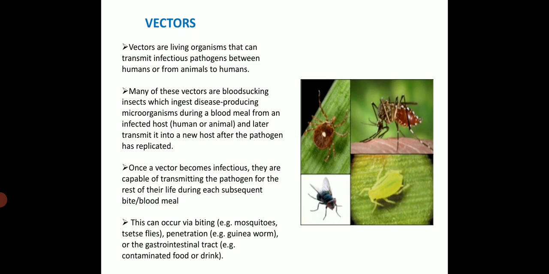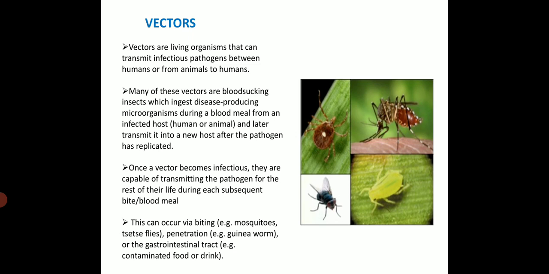Many of these vectors are blood-sucking insects which ingest disease-producing microorganisms during a blood meal from an infected host, that is, it may be human or animal, and later transmit it to the new host after the pathogen has replicated. Once a vector becomes infectious, it is capable of transmitting the pathogen for the rest of its life during each subsequent bite or blood meal.